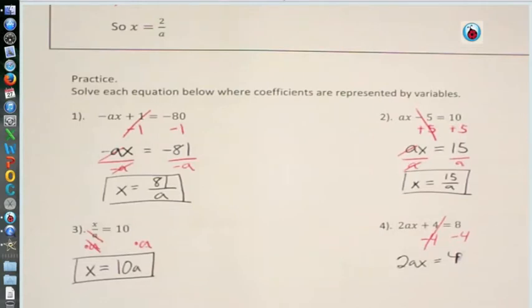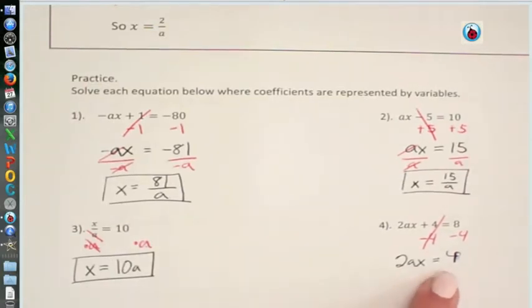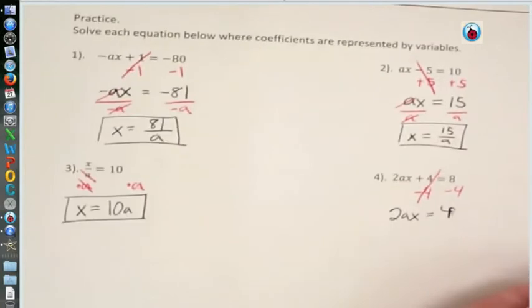All right, we have two things being multiplied by x. So I could divide both sides by 2 and then divide both sides by a. That would be perfectly fine to do in 2 separate steps. I could also do it all in one step. I could divide both sides by 2a all in one step. So I'm going to show you that.